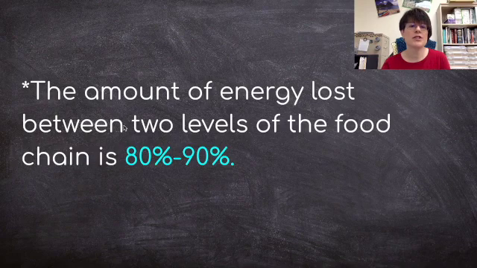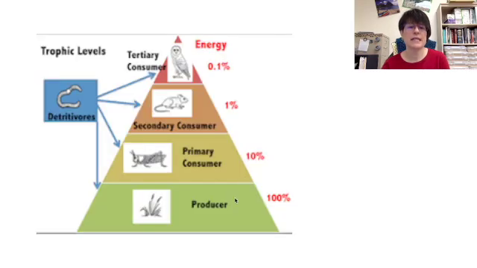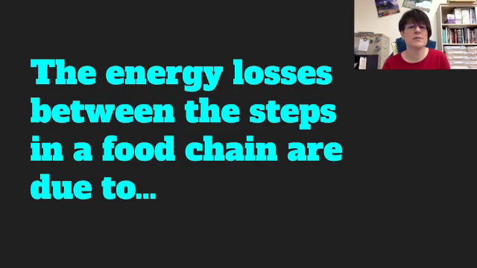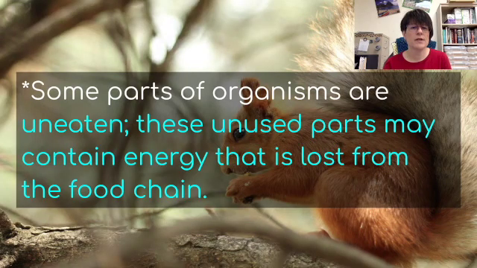Now, the amount of energy lost between two levels of the food chain is 80 to 90%. And we can see this from our energy here. Each time we've lost 90% here, we've lost another 90%. So 90% on this pyramid is lost as we go up the food chain. The energy losses between the steps in a food chain are due to some parts of the organism being uneaten. These unused parts may contain energy that is lost from the food chain.